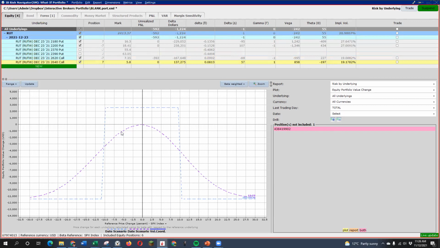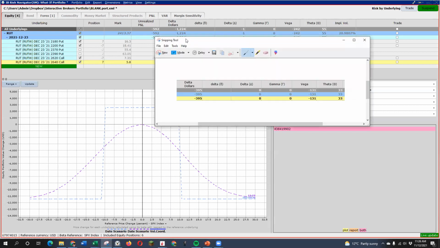See how that T+0 line is much steeper, drops off a lot quicker. So that's one big difference. This across, we're pretty similar in delta dollars, slightly more negative on the condor. Gamma's the same. Theta's higher in the condor, but Vega's a lot lower.